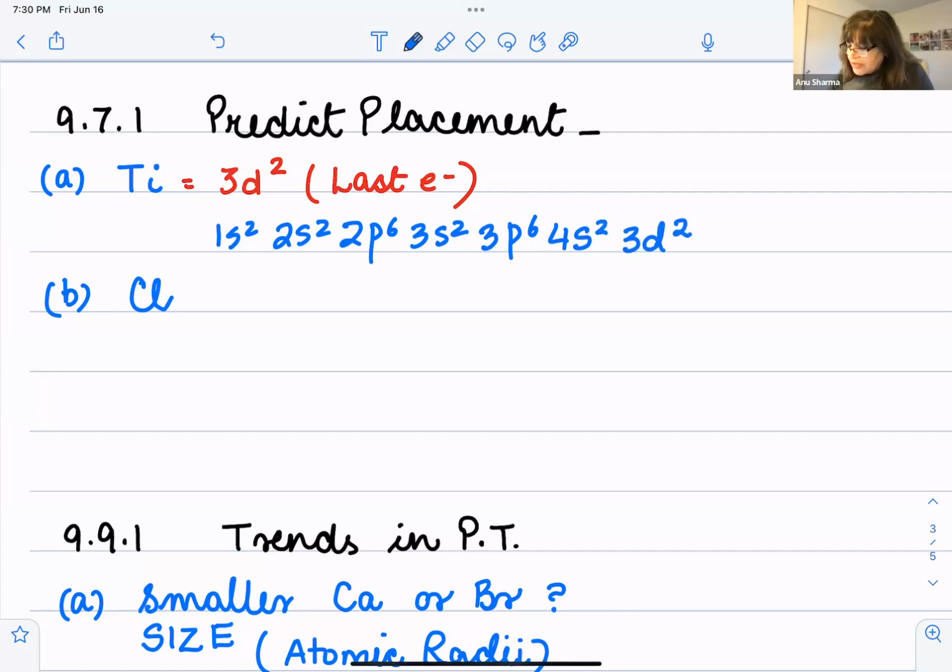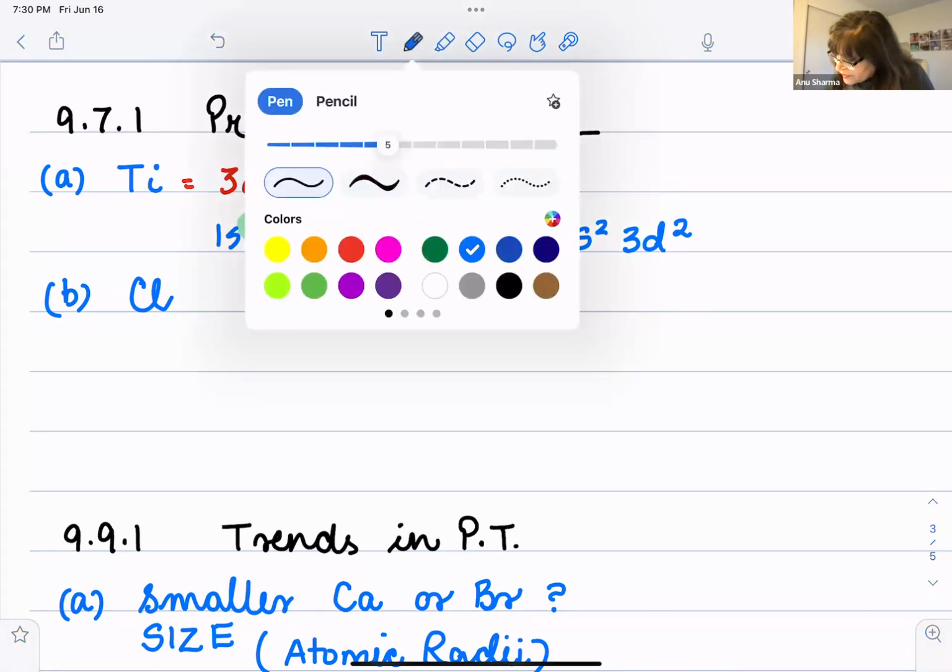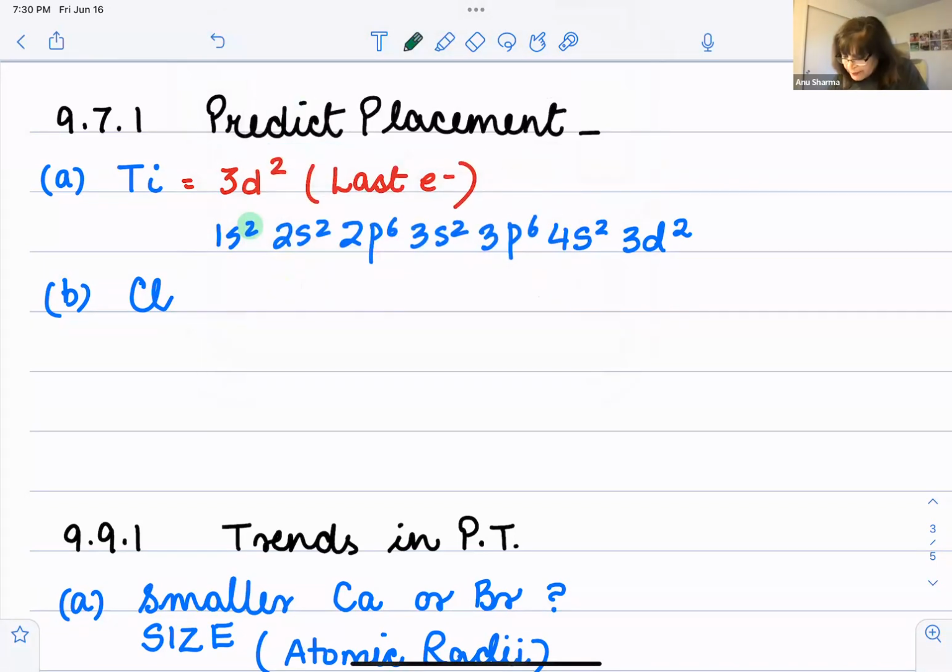Okay, because after 4s is 3d, but 3d can hold a maximum of 10. But if we only have 2, then we don't need to. Okay, so we just put 2. So now let's count 2. Oh, wait one sec. I always forget that. I'm sorry about this. This is one thing, but titanium is 22.